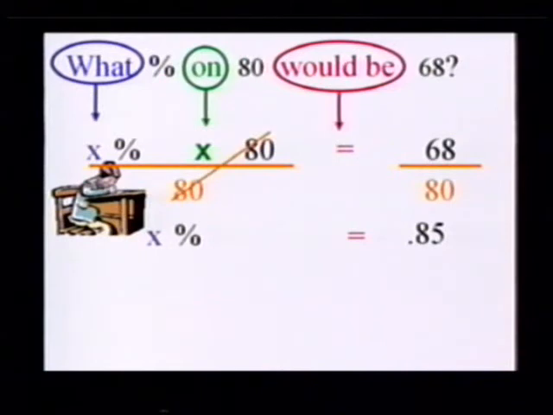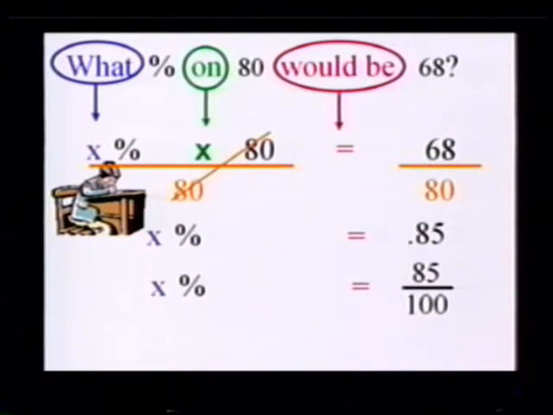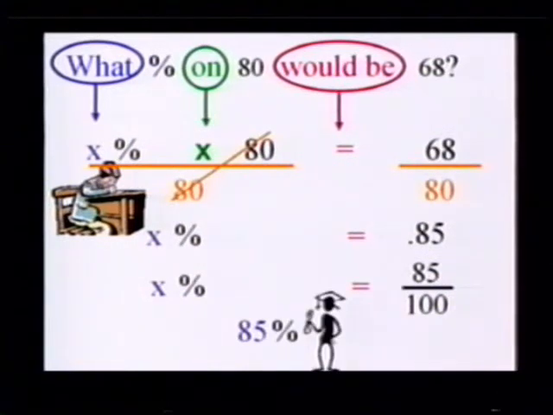Now, what percent is 0.85? Wait a minute. Remember what the definition of percentage is? Fraction out of 100. 0.85 is 85/100ths. So the answer is 85%. Woohoo! Not so bad, huh? Thank you, sir. May I have another? Okay, one more. So you'll see, these are easy, okay?